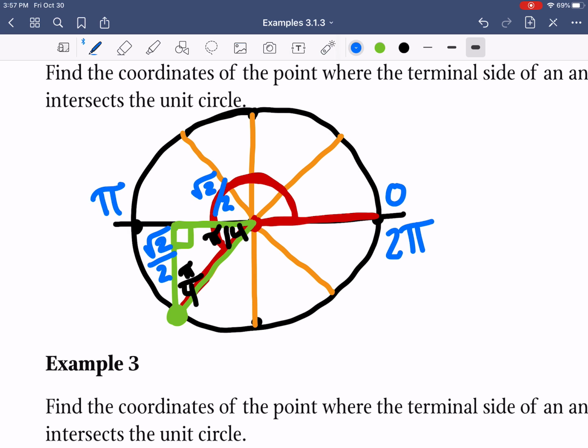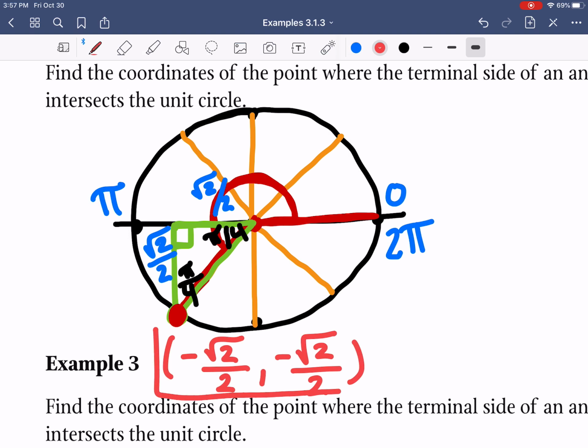To get to this point, remember, this is my point. This is what I'm trying to find. To get to this point, I have to go left and then down. So how much do I go left? Well, I go left radical 2 over 2. How much do I go down? I go down radical 2 over 2. Since I'm in the 3rd quadrant, though, and I go left and I go down, that means that this point is going to be negative x and a negative y. Negative square root of 2 over 2, negative square root of 2 over 2. And that would be my answer.